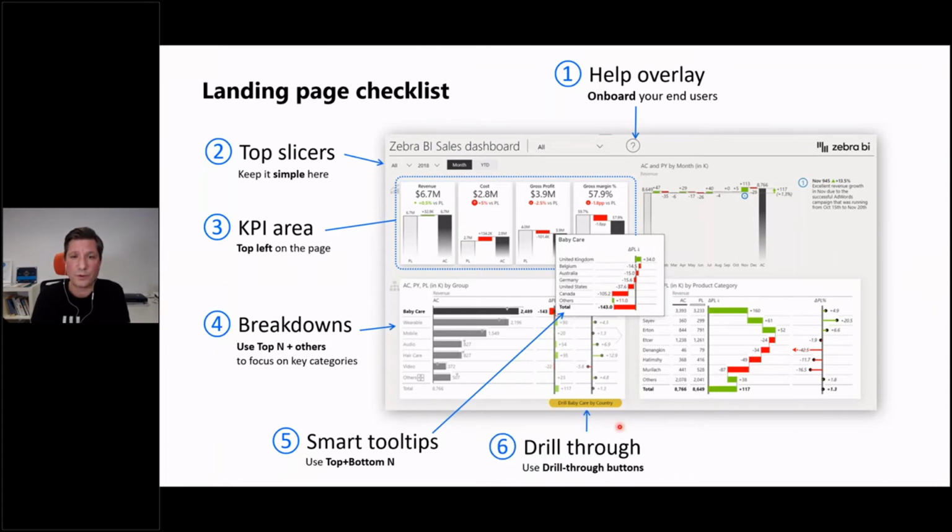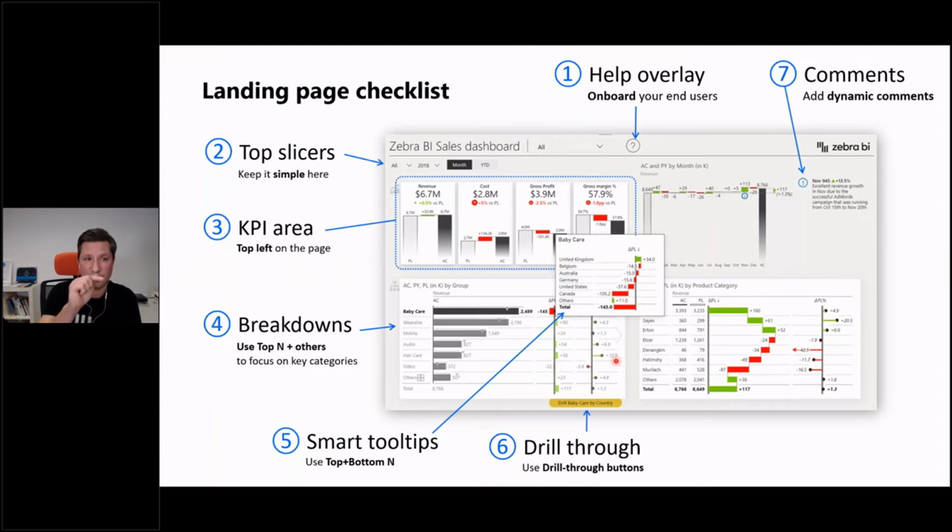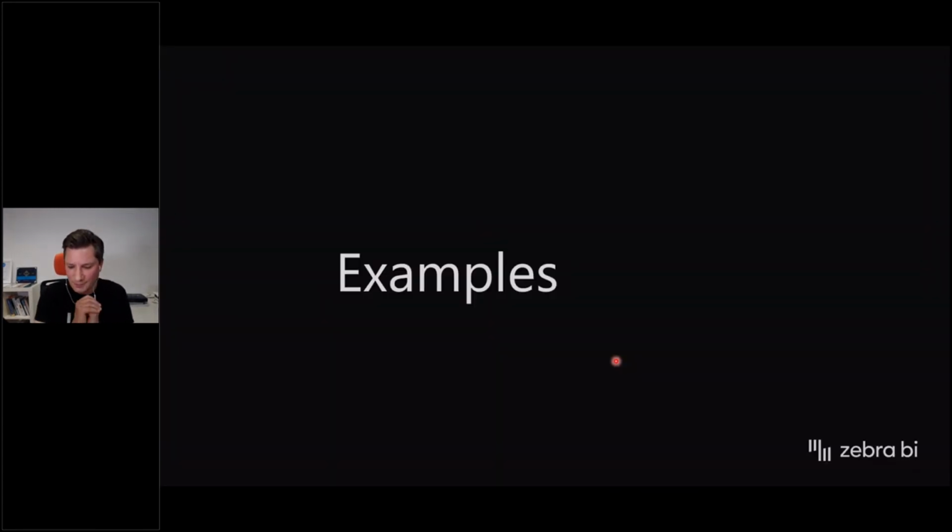Then the drill through buttons, in the KPI area or in other visuals, and integrate comments. Try to make the comments dynamic, so when people click, they will see the most relevant short little comments on their landing pages. All right, hopefully that made sense. So that would be our recommendation on how to structure your landing pages in Power BI.